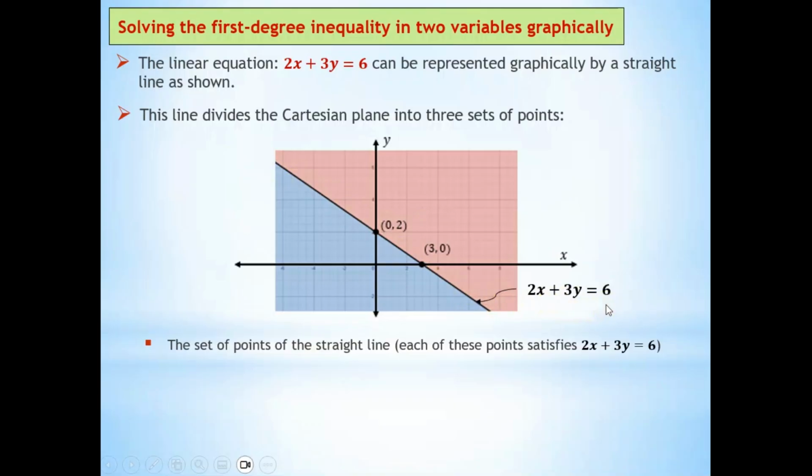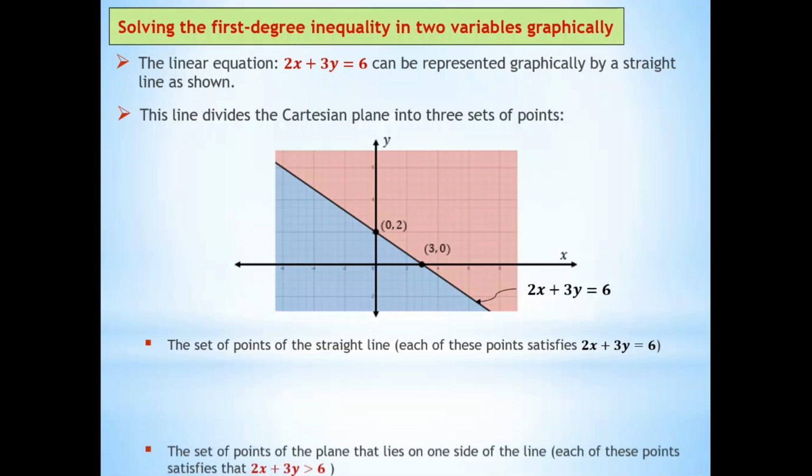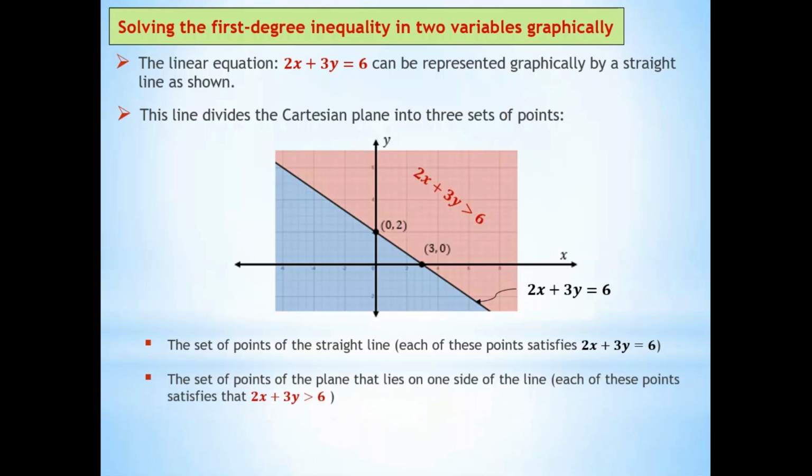Okay, so I have a set of points here. Each of these points satisfies 2x plus 3y equals 6. Now, what is the second set of points? The second set of points is this region. I make it red, this red region. Any point here satisfies that 2x plus 3y is more than 6.